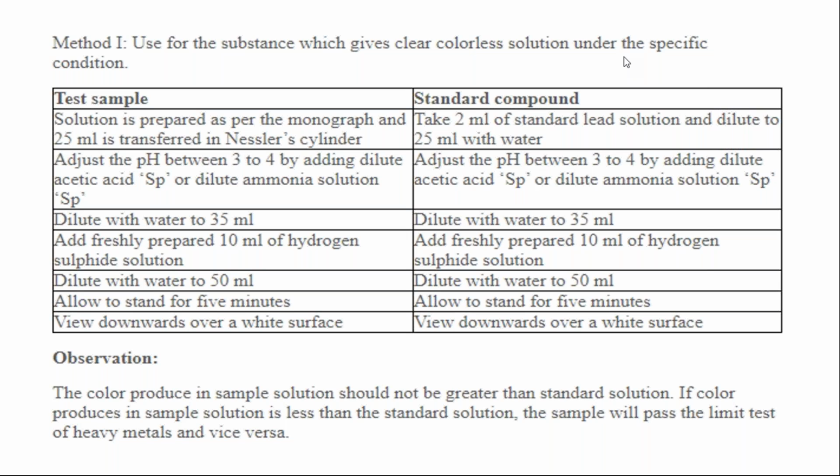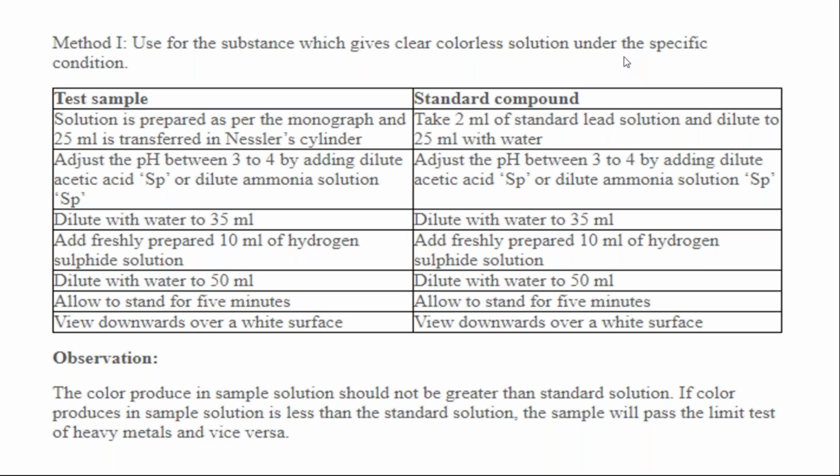The only difference here is when you see turbidity, you're going to keep a black paper behind your Nessler cylinder so that you can see the turbidity. The same will apply for your colored solution, which we saw for the limit test for iron as well. But the difference here is you're going to take a white surface or a white paper, keep your Nessler cylinder on it and view downwards. That is, you're going to view into your Nessler cylinder from the top and see what the color change is.